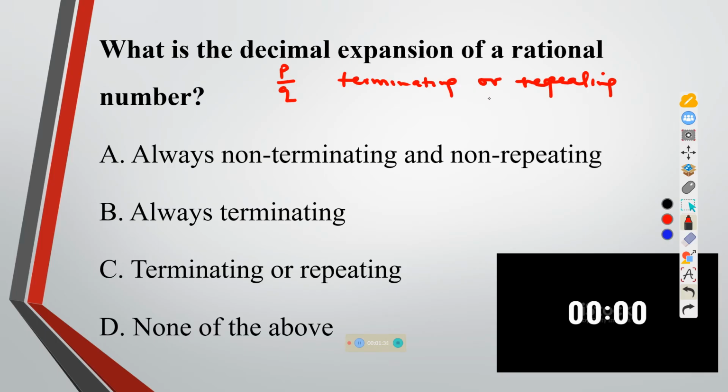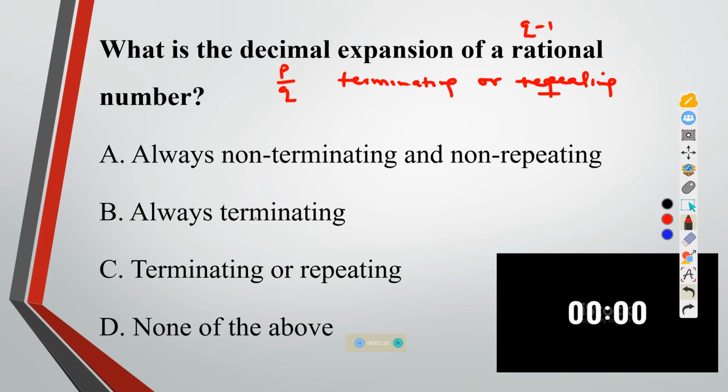The remainders in long division are finite. At most, there are, for example, q minus 1 possibilities that you will have. So they either reach 0, that is terminating, or they cycle, that is repeating. So when we are looking at the decimal expansion of a rational number, let us evaluate each of these options. A says always non-terminating and non-repeating. This is incorrect because this describes irrationals. Irrationals are non-terminating and non-repeating, but rationals are terminating or repeating.